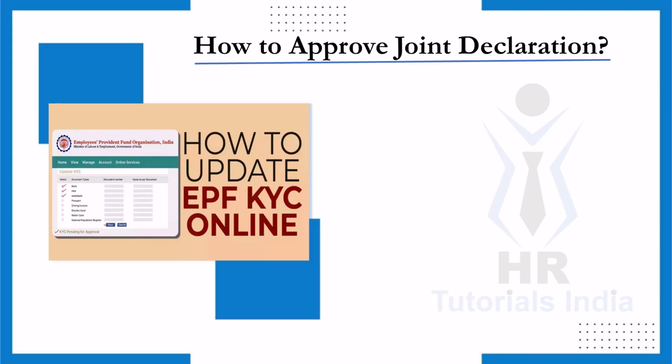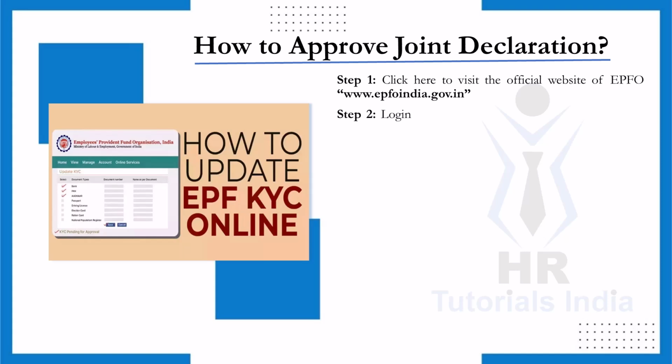See how the joint declaration will be approved by the employer theoretically. After that, we'll see practically how to approve the joint declaration form. Step 1. Visit the official website of EPFO, that is www.epfoindia.gov.in. Step 2. Log in to the account. Being an employer, log in using the Employee Provident Fund login credentials.